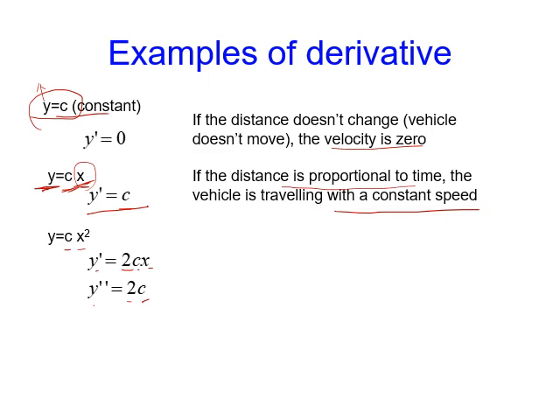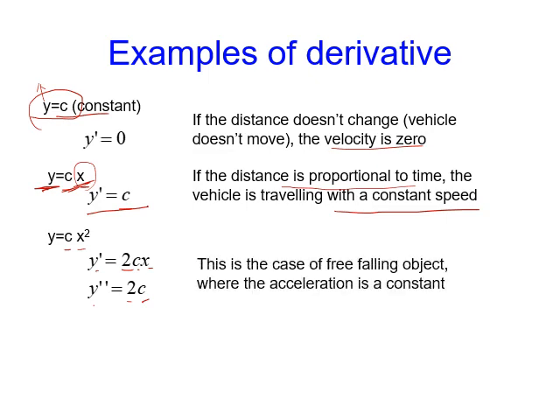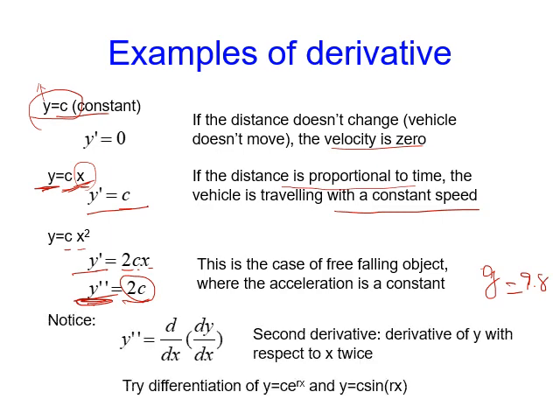In the third case, this is the case of free falling objects, where the acceleration is constant. Here, the second derivative means acceleration. The first derivative is the speed, and the second derivative is acceleration. So acceleration is a constant. For example, g is the gravity, the free falling acceleration, a constant 9.8. Now the second derivative can be written as the first derivative and then the derivative of x.